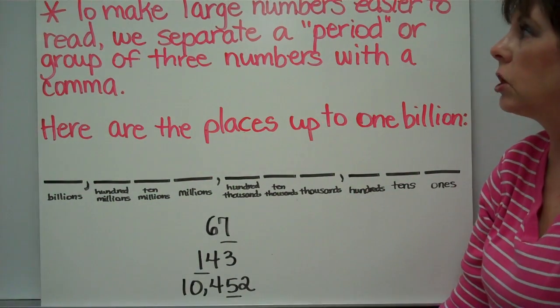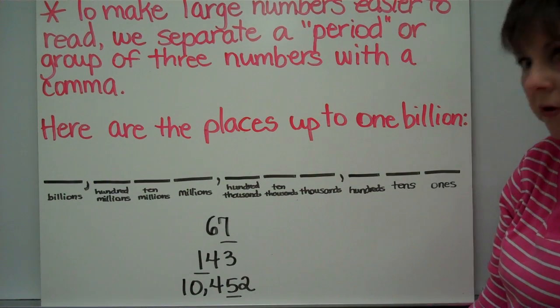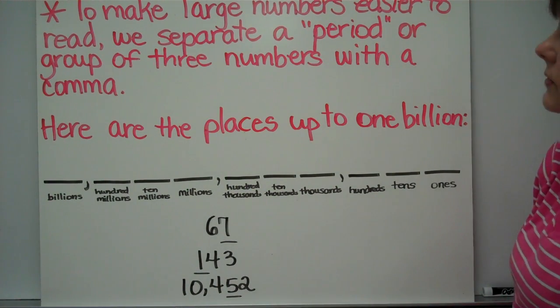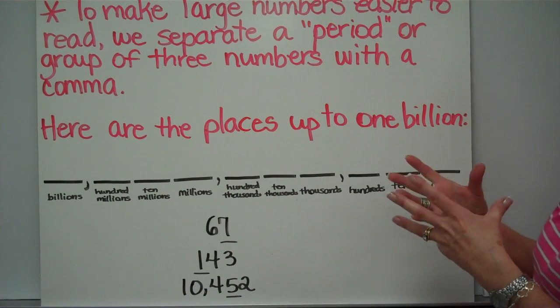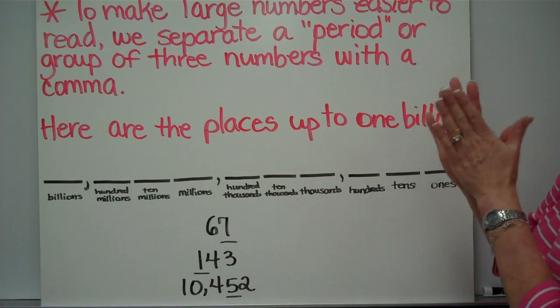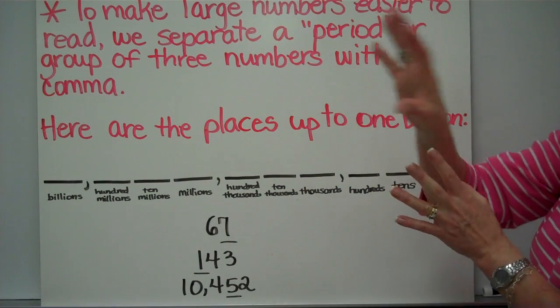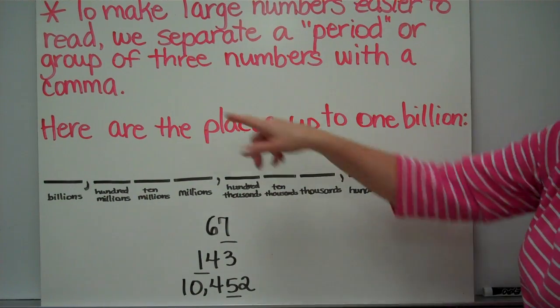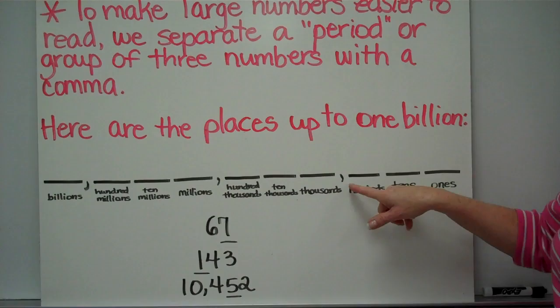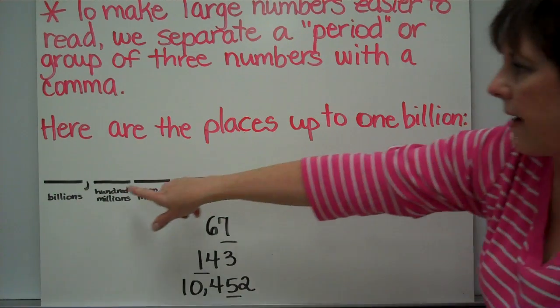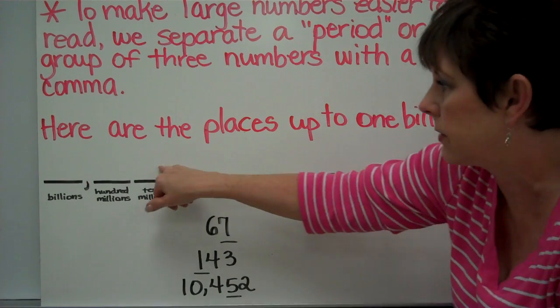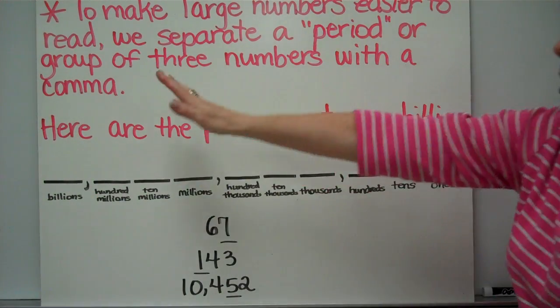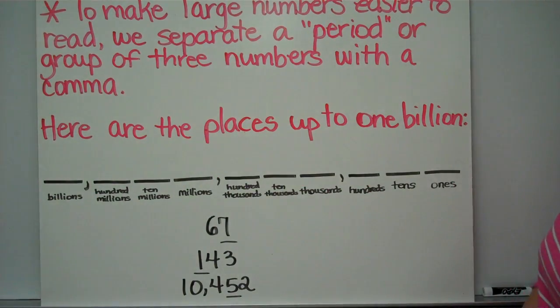Now, to make large numbers, like over a number in the hundreds, easier to read, we separate a period or a group of 3 numbers. Every 3 numbers, we separate them with a comma. For example, after every 3 numbers, 1, 2, 3, comma, 1, 2, 3, comma, 1, 2, 3, comma, and it would go on into infinity.